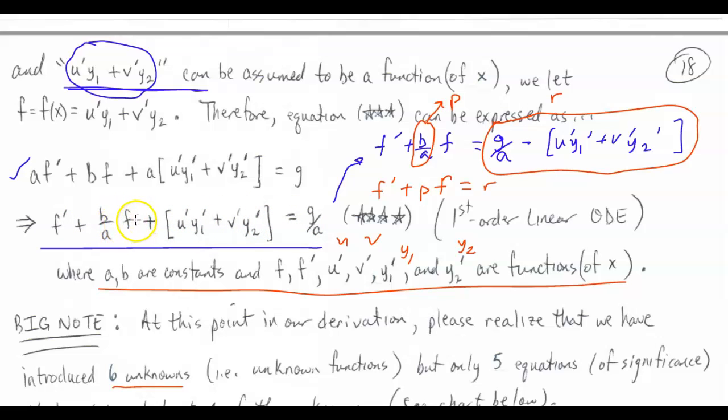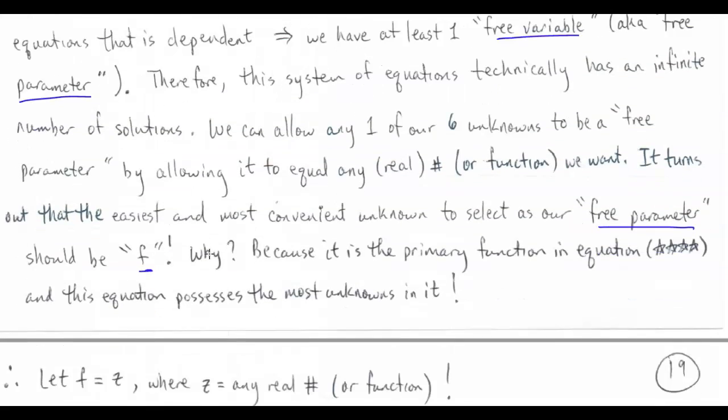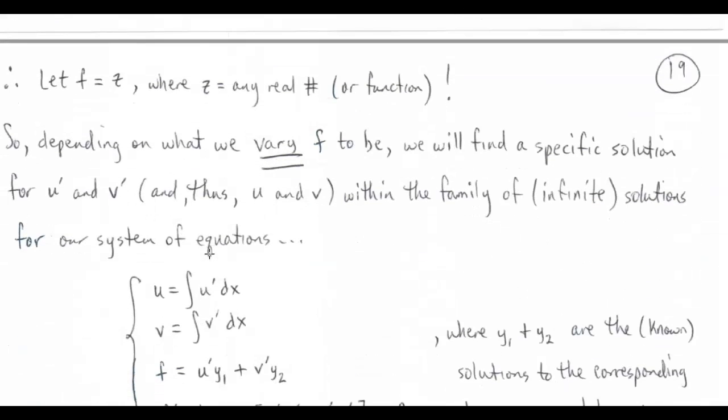And again, it could be anything. I can let F be a function. I can let F be a constant. Once I know what the function is, I can tell you what this first derivative is, and I could solve. So if we let F equal some real number or real function Z here, then we know that depending upon what we vary F to be, we can find a specific solution for U prime and V prime, and thus find U and V within the family of infinitely many solutions for our system.